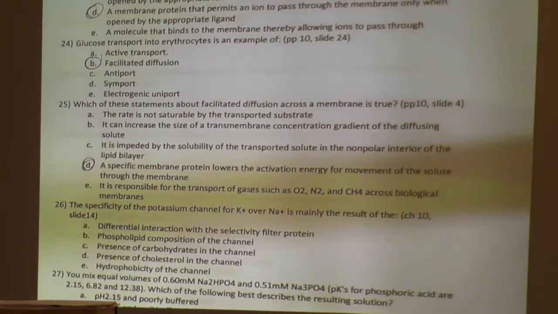26. The specificity of the potassium ion channel for potassium over sodium is mainly the result of what? Any ideas? Yes, no, maybe so? A? Yeah, it's A. The differential interaction with the selectivity filter protein.